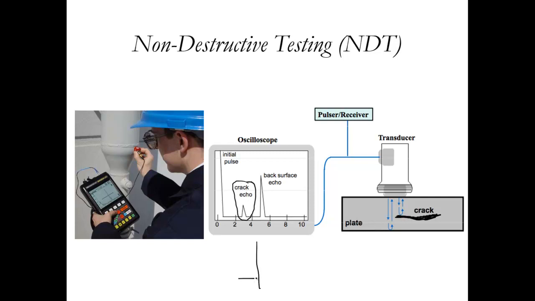And if there was no crack, we would have got something like this. This was the initial pulse, and then we just had the back surface echo that we received. There was no crack echo here. So that differentiates between having a crack and having no crack.